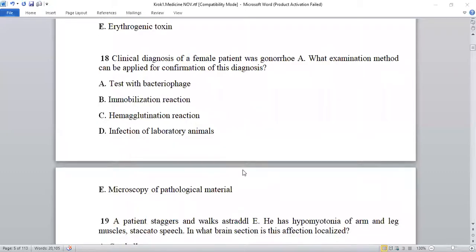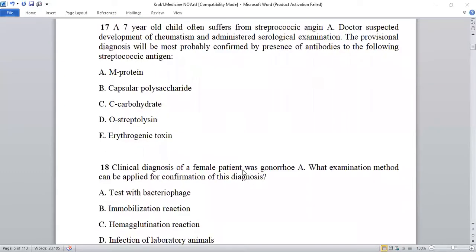So, 7-year-old, please let me repeat the question. A 7-year-old child often suffers from streptococcus angina. That is the sore throat that I'm talking about. The doctor suspected development of rheumatism and administered a serological examination. The provisional diagnosis will be most probably confirmed by the presence of antibodies to the following streptococcus antigen. And that particular antigen should be what? Streptolysin O. If we see that there are antibodies against the streptolysin O. So the answer is going to be what? O streptolysin, all right? O streptolysin.